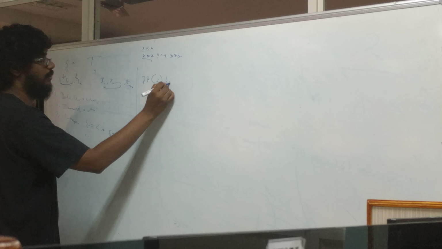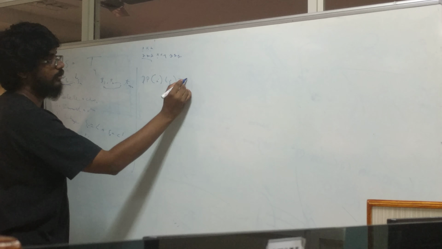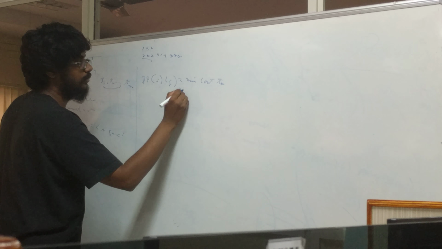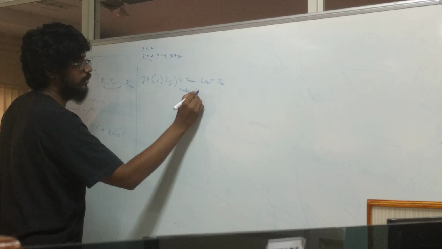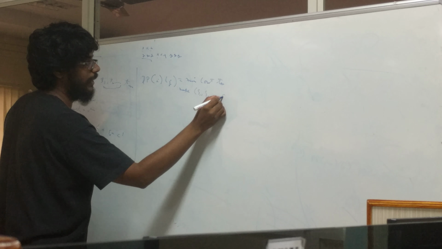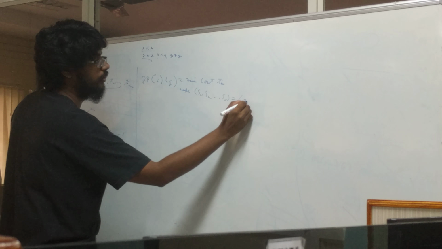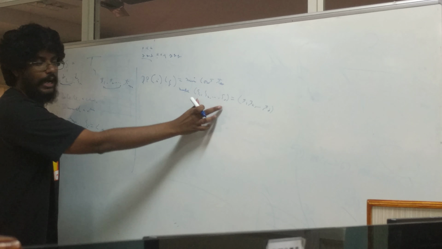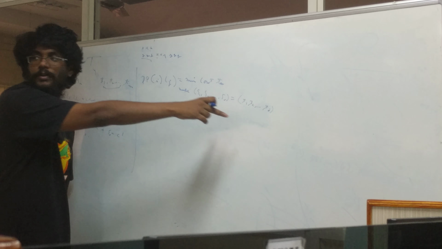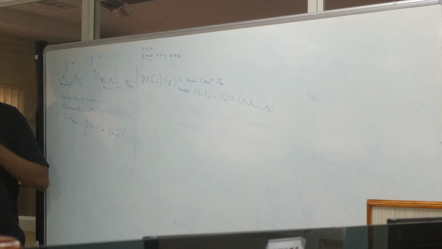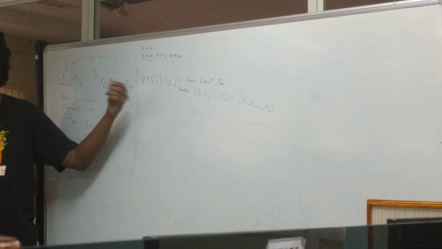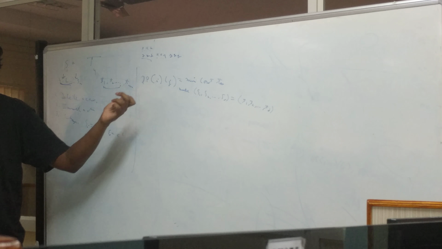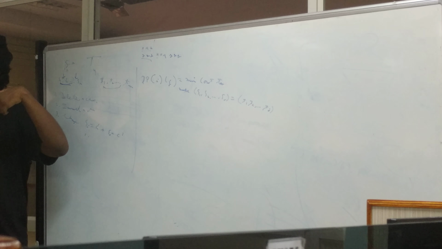dp[i][j] is the min cost to make S1, S2 to Si equal to T1, T2 to Tj. I want to make the i prefix and the j prefix equal by doing some operations. What is the minimum number of operations to make that happen? What is the final answer? The final answer is dp[n][m]. Right? I want to make the entire S string equal to the entire T string.